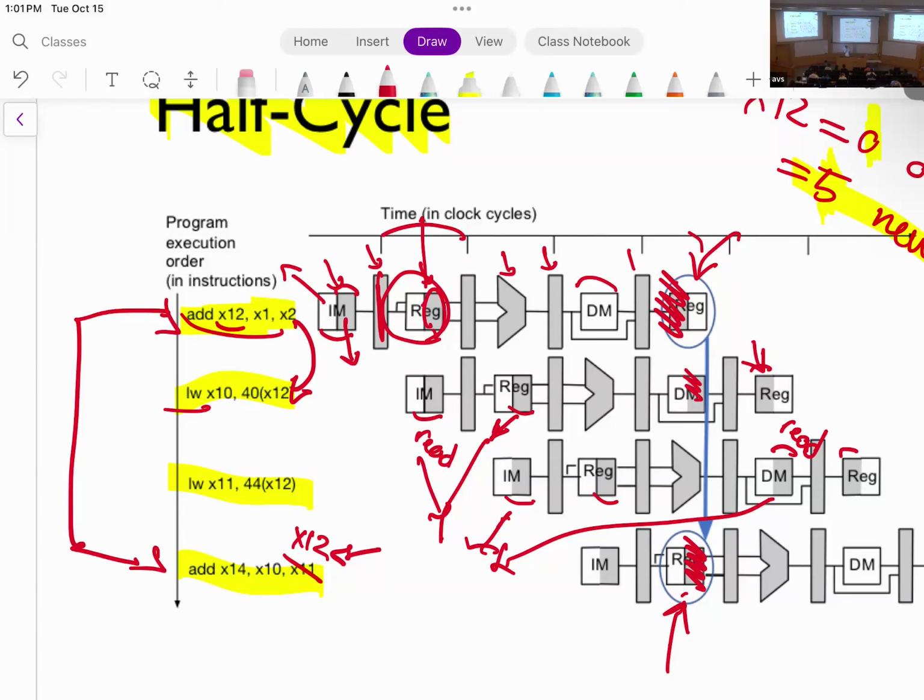So there are two things that you need to remember, right? Reads happen in the second half cycle for the timing. Writes happen in the first half cycle. And there are some units that are not being used at some point. So that's why this is the notation.